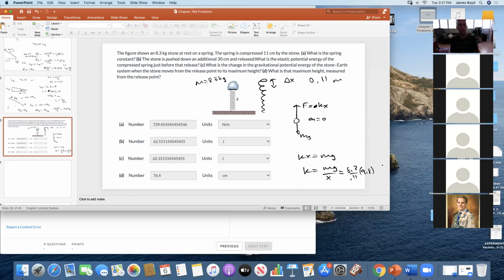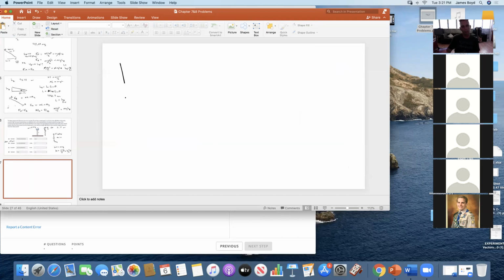Once we know that, we're going to push it down a further 30 centimeters. So for part B, our change of x is now going to be 0.41 meters, and release it. What is the potential energy just before release? So let's think about this. We have this spring that we compressed from 0 down to negative 0.41 meters. And what we want to know is, right here, what is the energy before we let it go?